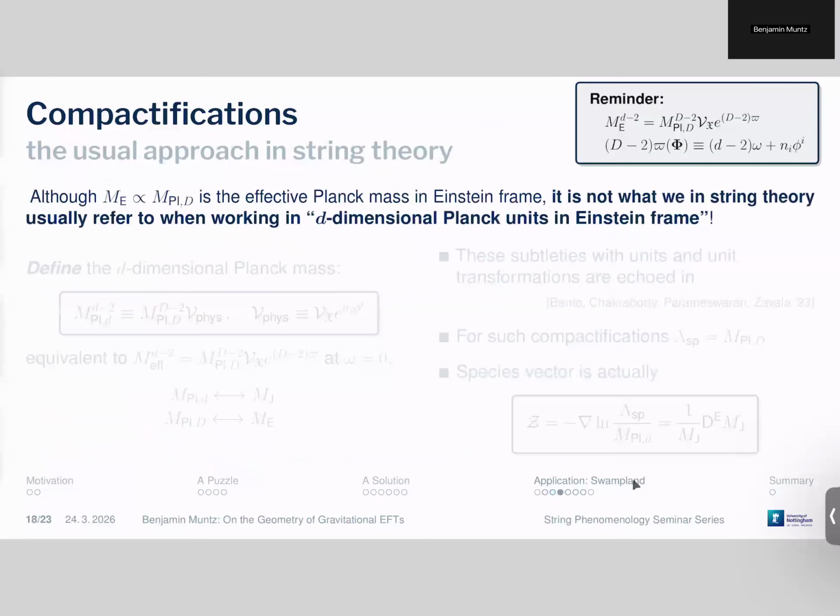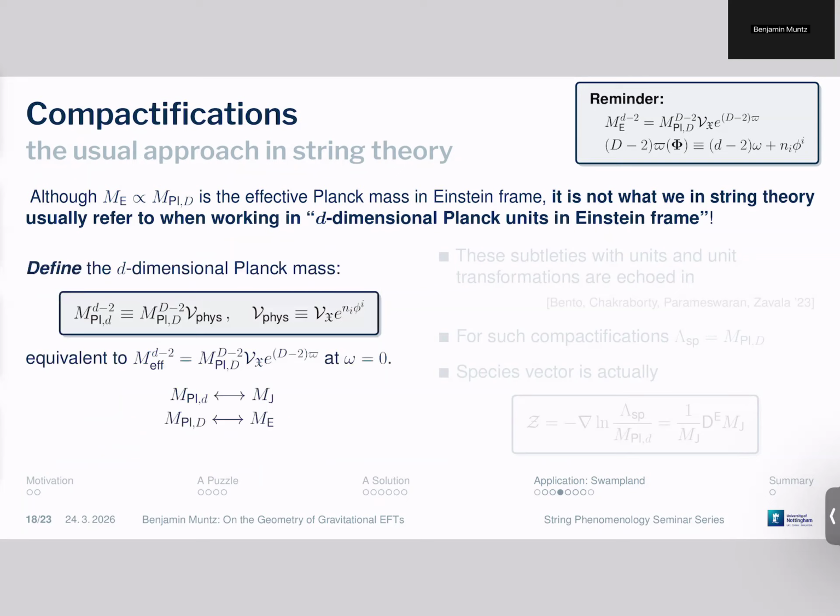And so this is the crucial point, that although here we've identified in the scalar-tensor theorist language, ME to be proportional to the high dimensional Planck mass, this is not what we usually in string theory call the d-dimensional Planck units, right? So we define the d-dimensional Planck mass, the units that we typically work in, to be proportional to this physical or warp volume factor, which depends on the moduli.